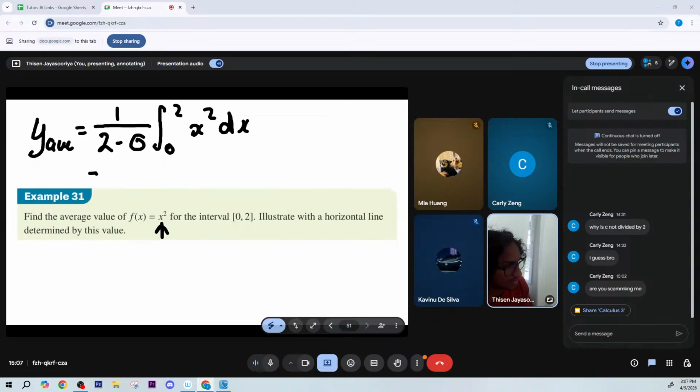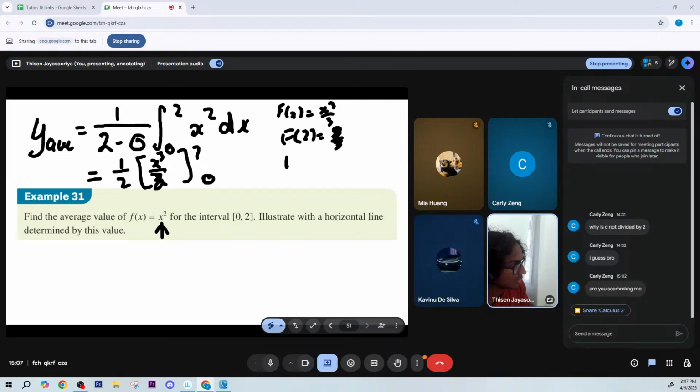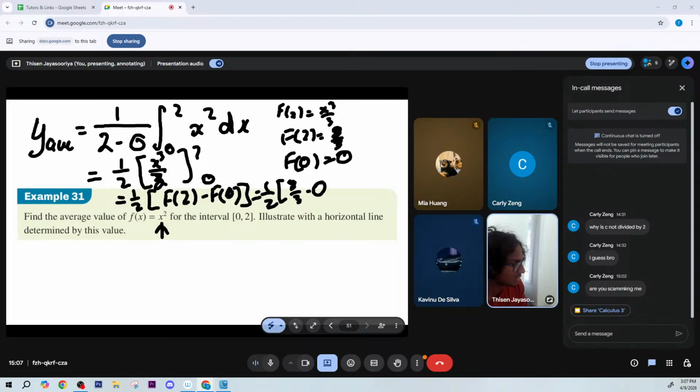Then I evaluate this integral. So I can simplify the outside to a half, brackets, x cubed over 3, from 2 to 0. We get F of x is x cubed over 3. F of 2 equals 8 over 3. F of 0 equals 0. So we get here a half, F of 2 take F of 0, which is just equal to a half, 8 over 3 take 0, which is just 4 over 3.